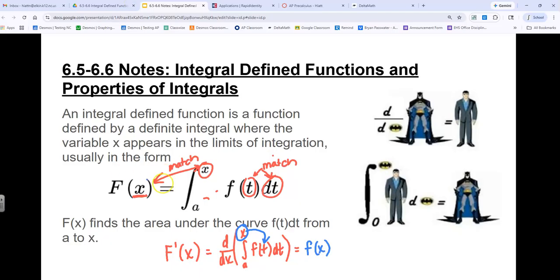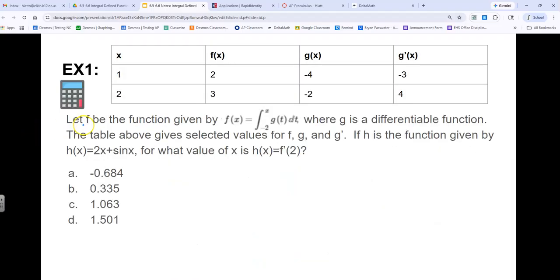So what we're going to see with integral defined functions is they're going to ask us a lot of the questions that they used to ask us about f prime and f double prime. And they're just going to let that f be this integral defined function. Okay, that adds another layer to it. So we'll see what some of the questions look like here.